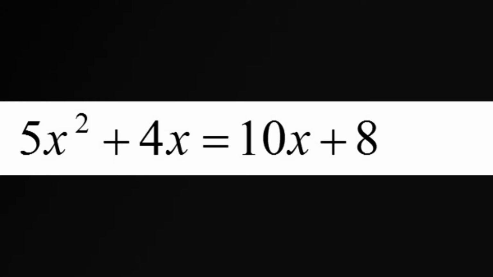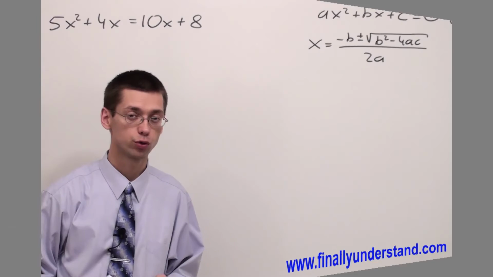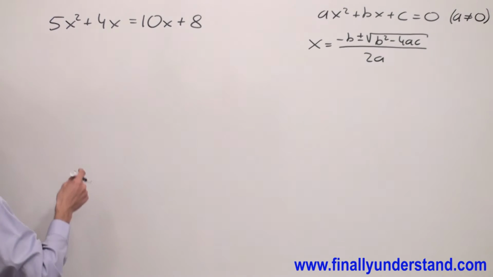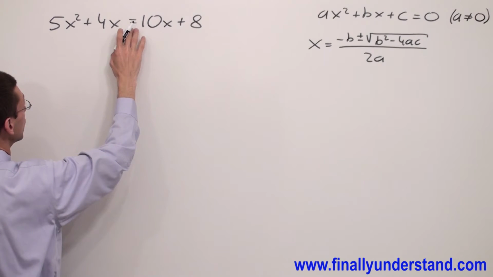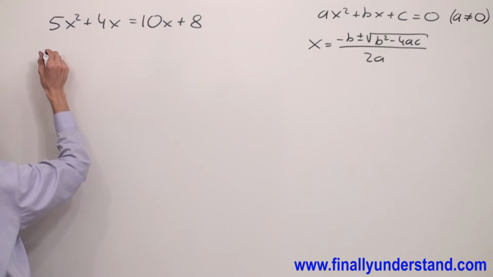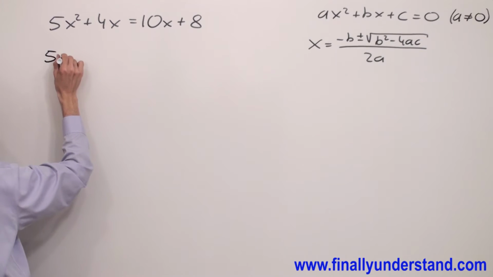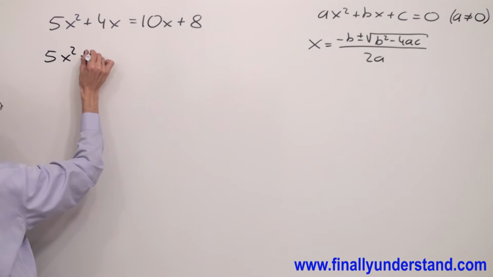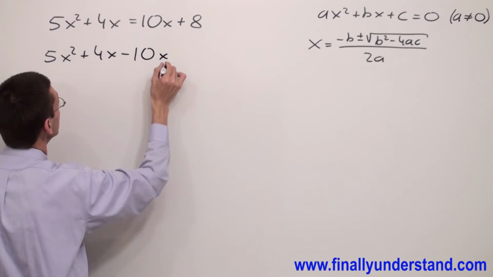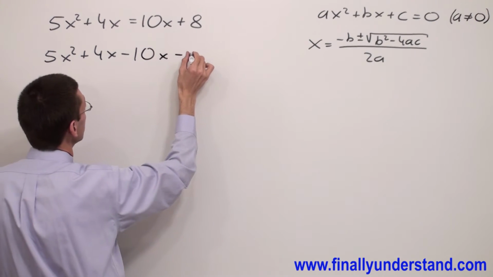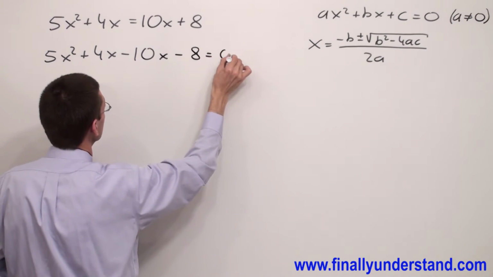Let's take a look at this example. Before we apply the quadratic formula, we're supposed to organize this equation. We have to move everything on the right side of the equal sign to the left side. So I have 5x squared plus 4x minus 10x minus 8 equals 0.